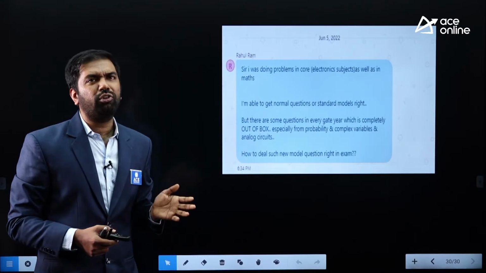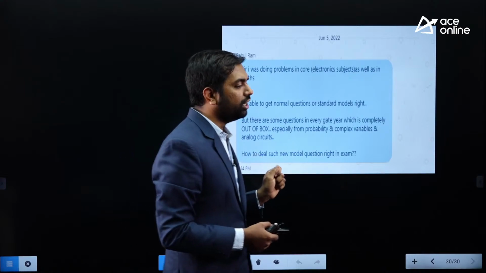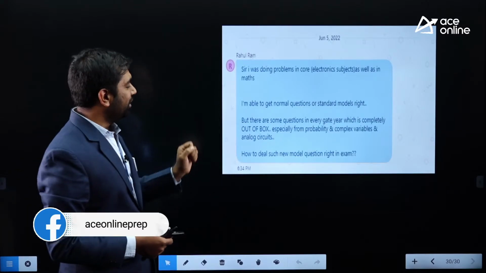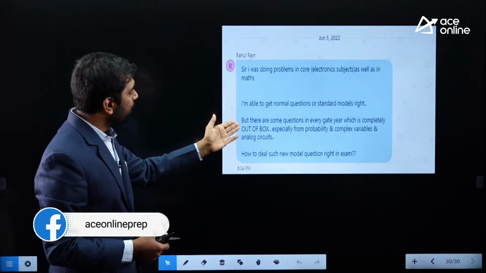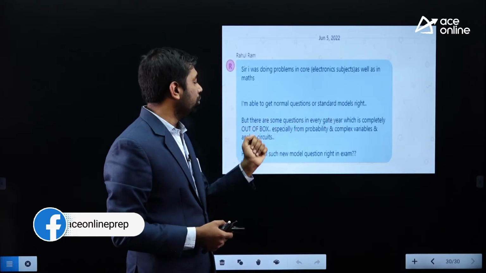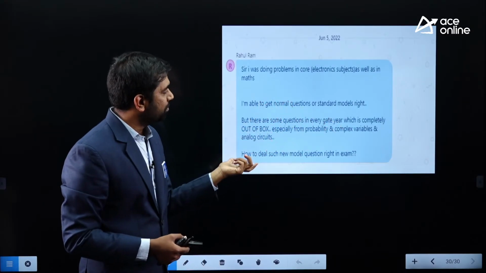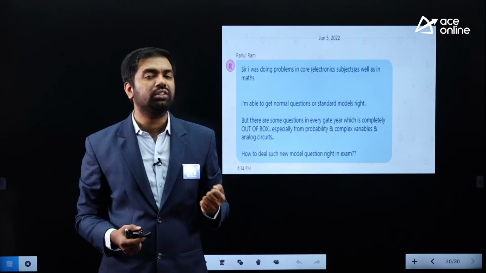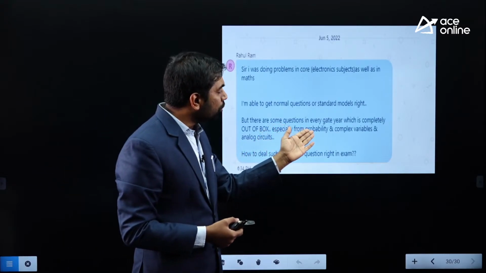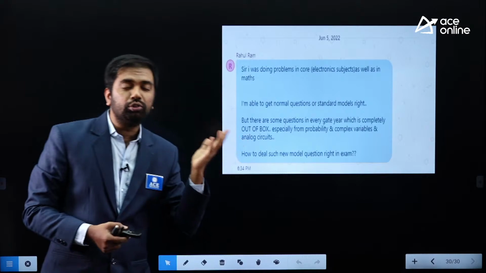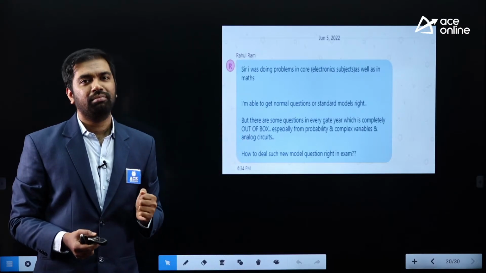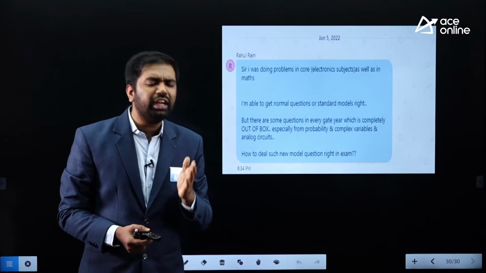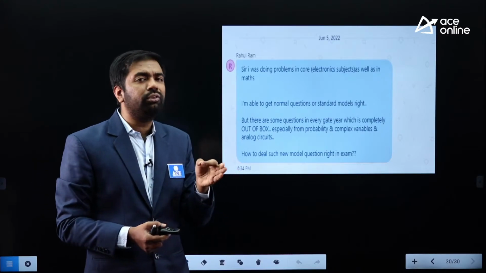In which he got 40 or 45 marks. He was from electrical engineering, and his rank was 4,000. How much was his rank? 4,000. Right? So look at this guy, what is he saying? He says, there are some questions in every GATE which are completely out of box. He has mentioned some topic names. Then I asked, did you go through these topics? Yes, he said he understood all this. I asked him, did you also solve the previous questions? Were the previous questions also difficult? He said, no, they were actually easy. So what's the conclusion? The conclusion is that in every GATE exam, there will definitely be a few difficult questions.